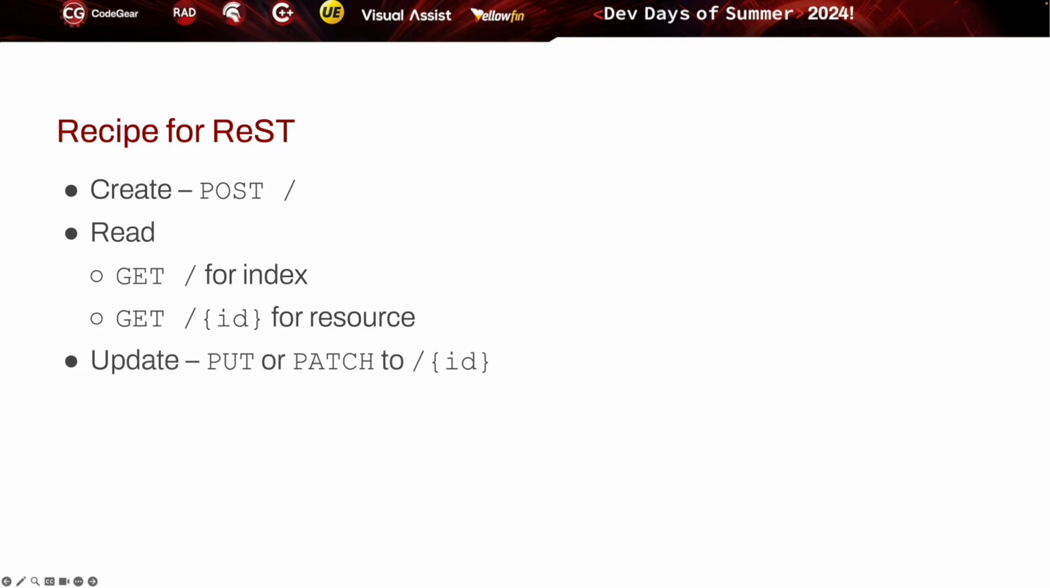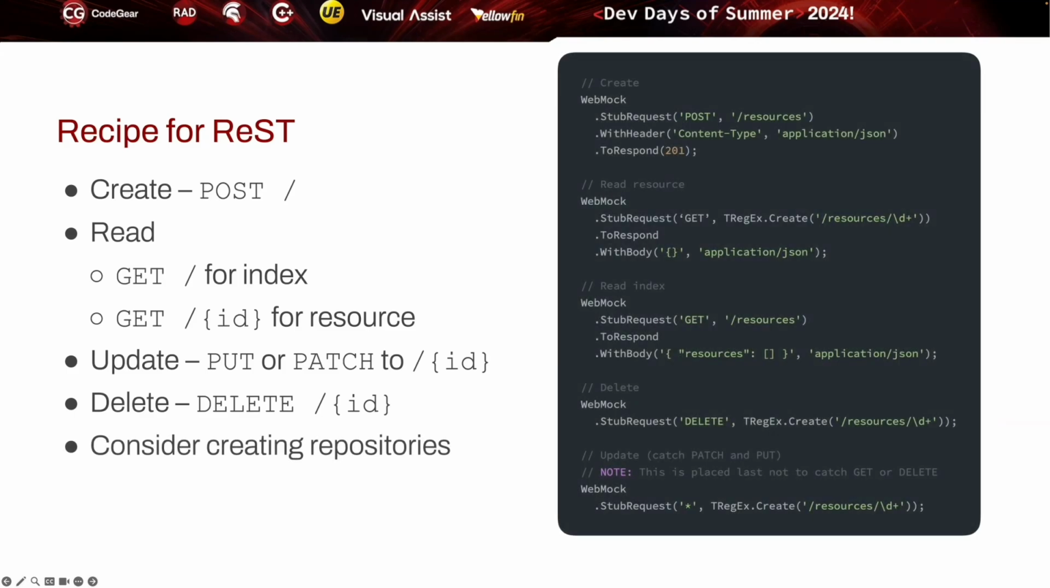If you want to update an object, you use the same as you would for the get resource. You would put or patch a payload to the /ID endpoint, and if you want to delete an object, you would do a delete /ID. So you should consider creating repositories, because this is what it looks like on the right.